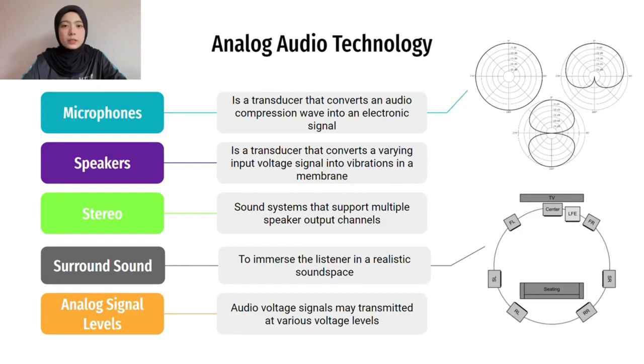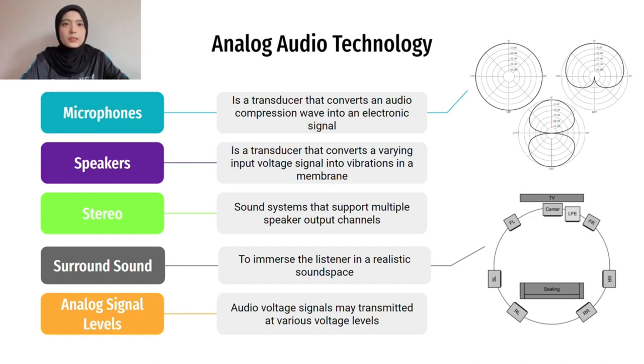Next topic is about analog audio technology. The first one is microphones. It is a transducer that converts an audio compression wave into an electronic signal. Different microphones have different sensitivity patterns known as polar patterns. The first one is the omnidirectional mic, sensitive in all directions. Second, the bidirectional mic, with two sensitivity lobes in the shape of a figure 8. And last, the cardioid mic, a unidirectional sensitivity profile, somewhat heart shaped.